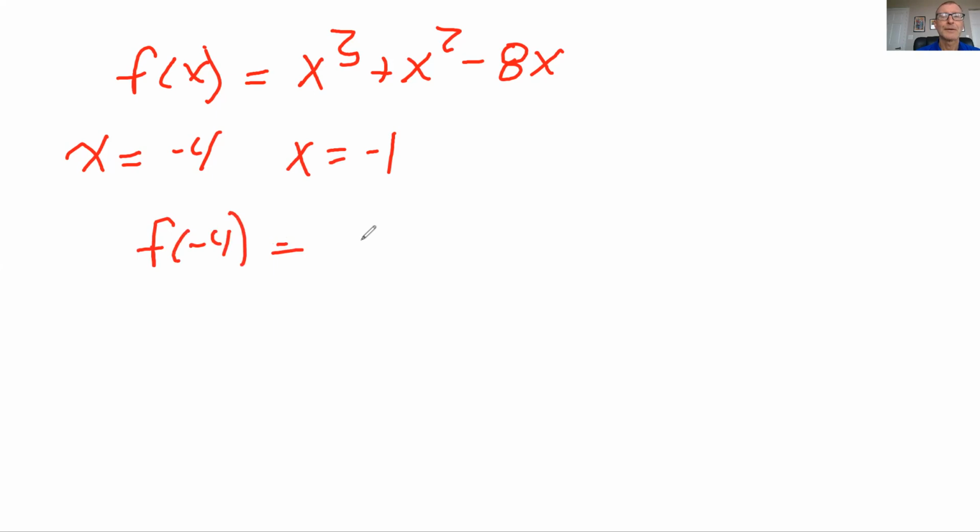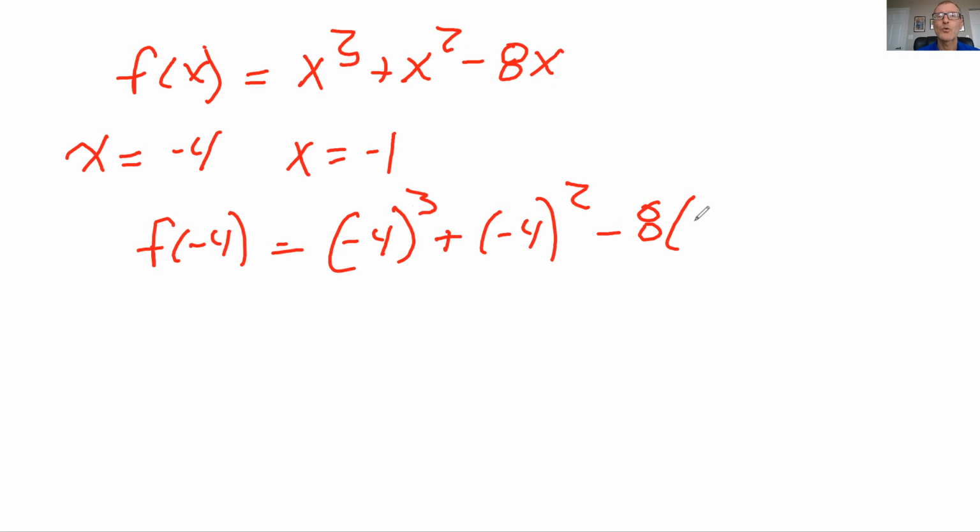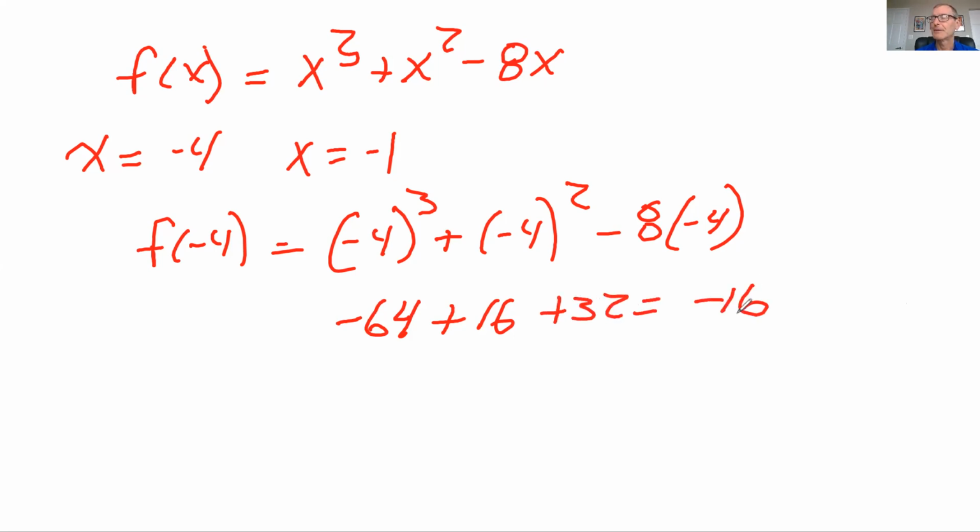you get -4 cubed plus -4 squared minus 8 times -4. Whew, I should have picked a little different number. So this should be minus 64. And this is plus 16. And that would be plus 32. And that looks like that would be minus 16. And so x equals minus 1.